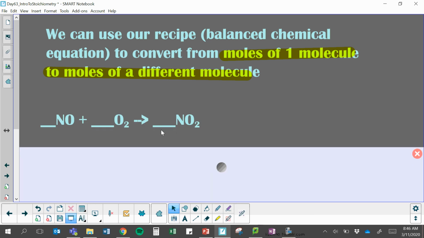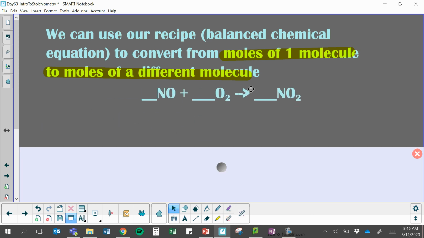So here is an equation, and the first thing to notice is that it needs to be a balanced chemical equation. So the first thing we need to do is balance this chemical equation. You can pause the video, balance it, and see if you get the right answer. So pause the video. Okay, after you balance this, you should get 2, 1, 2 for your coefficients.